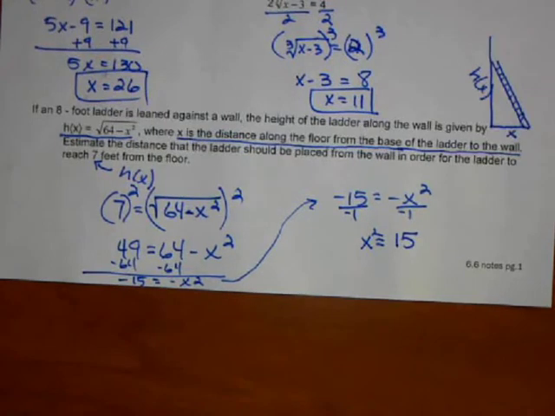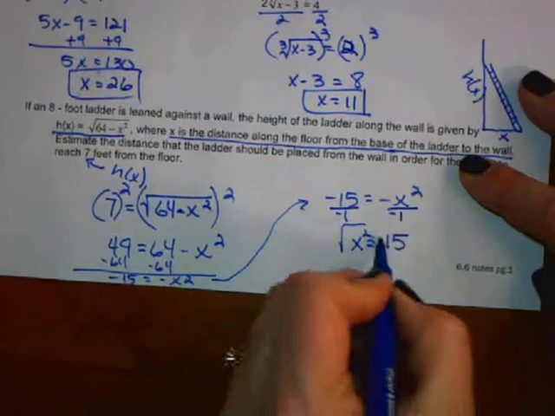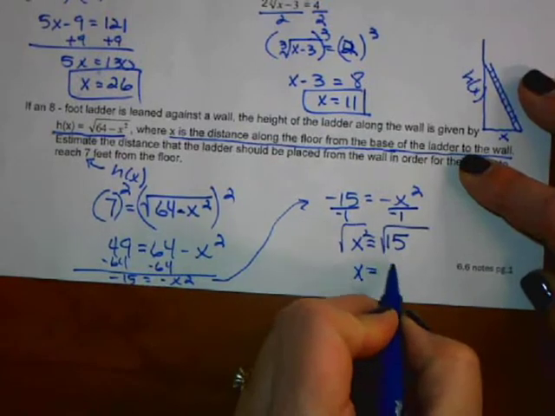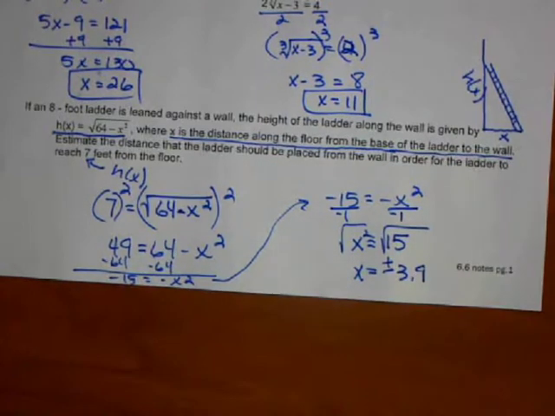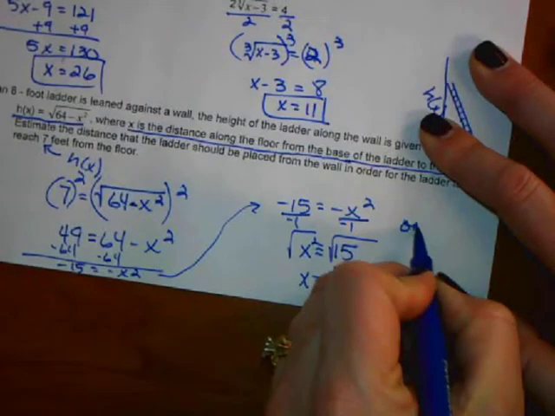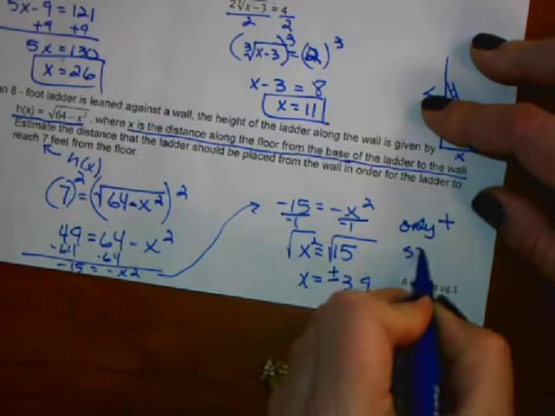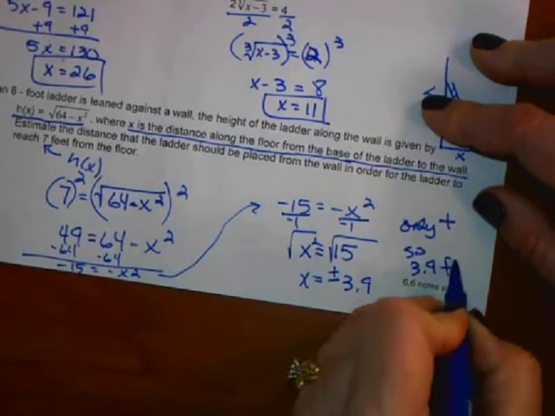Let's take the square root of 15. I'm going to get a positive and a negative version, right? Yes, Mrs. Burgess, you are. x equals plus or minus 3.9. Well, does the negative make sense in this problem? No, because we're talking about how far from the wall the ladder has to be placed. So I am just going to say it's only the positive. So it's 3.9 feet is my answer.